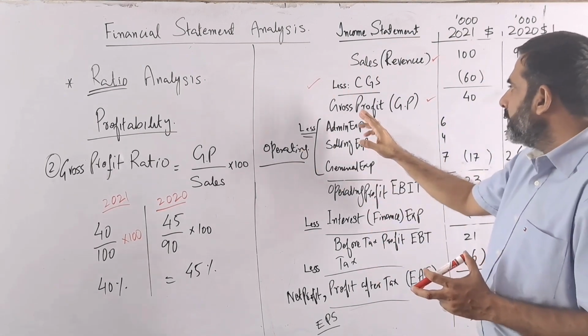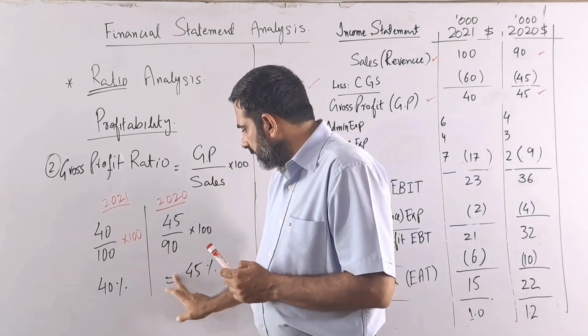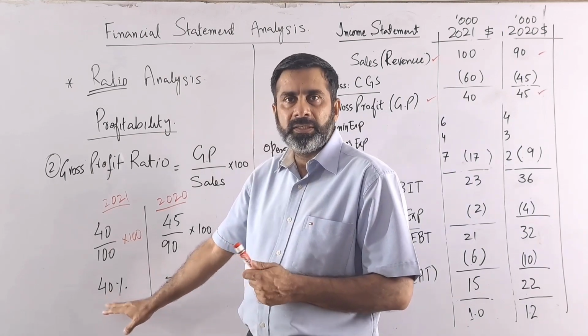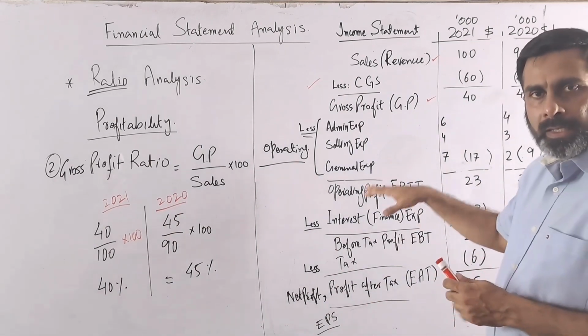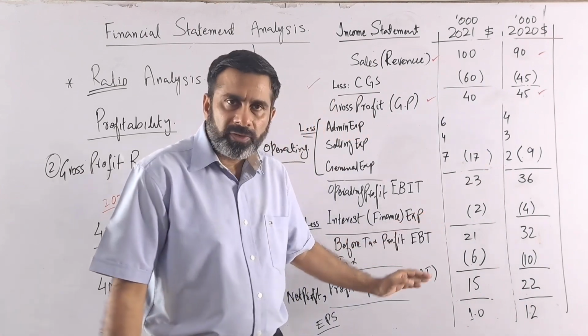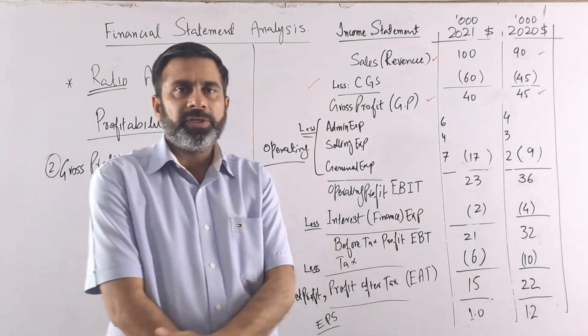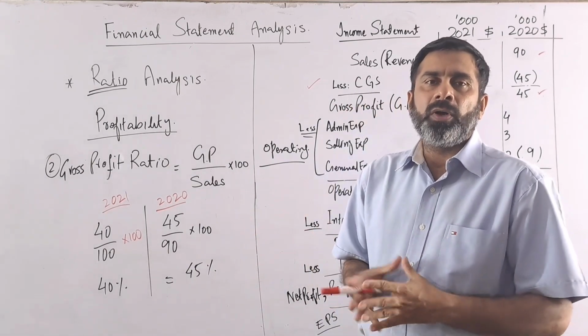So that's why the company's gross profit, if you see here, it was 45% last year, but it is 40% this year. Obviously, it will affect what? It will affect the operating profit of the company, the profit before taxation, even the profit after taxation, and even the earning per share. That's why the companies should be very much focused about that one.